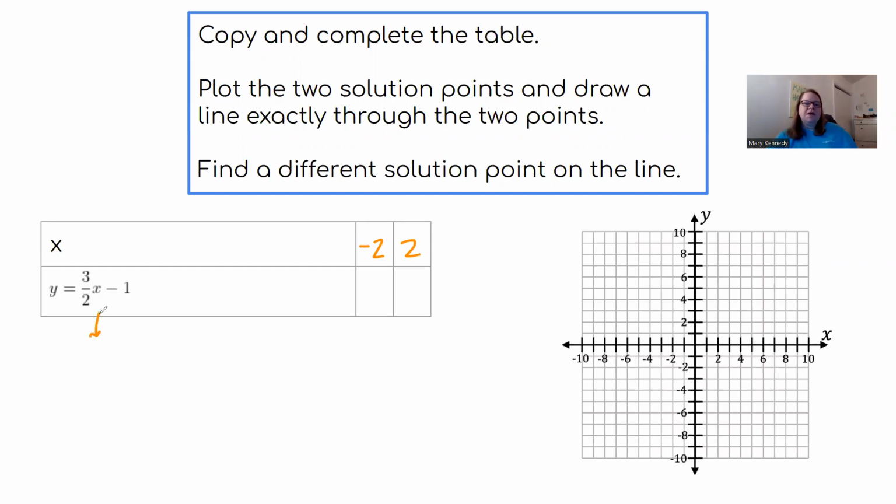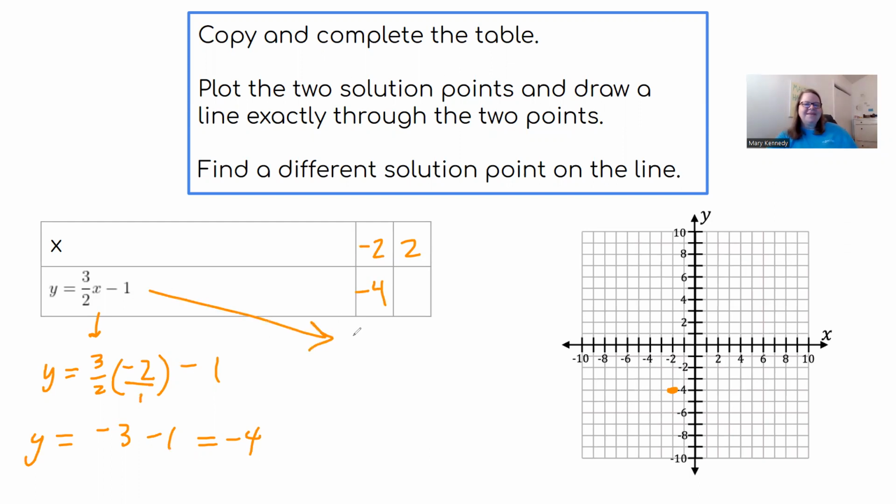So all I'm going to do is take this equation, and where it says x, I'm going to put the value that I put in here for x. Okay, so -2. All right, so 3/2 times -2, you're just multiplying. So that's -6/2, which is -3, minus 1 is -4. So y is -4 when x is -2. So we can plot that point. We go left 2 and down 4, put a little point there. It should be a round dot. That one's not very pretty.